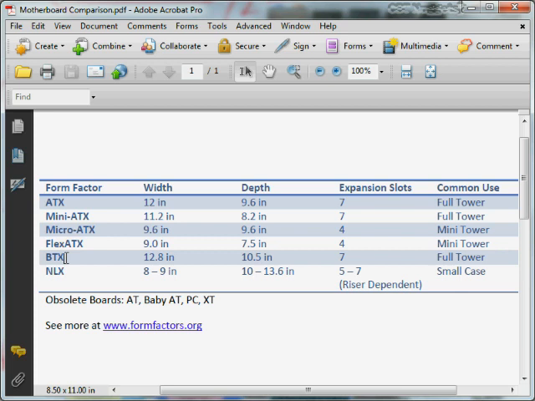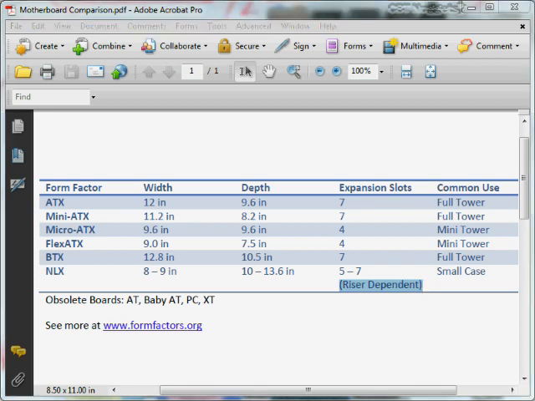Also, we have the NLX. I'm going to skip down here to the NLX, and I'll talk about BTX here in a moment. NLX is going to be between 8 and 9 inches. Okay, there's a little flexibility with this design. And the depth can be anywhere between 10 and 13.6 inches. And you can have expansion slots of about 5 to 7 expansion slots in general. This is also going to be potentially for a small case. But the reason why you have a variability in the expansion slots is because this type uses risers. So you'll have a motherboard and you'll have risers with this type.